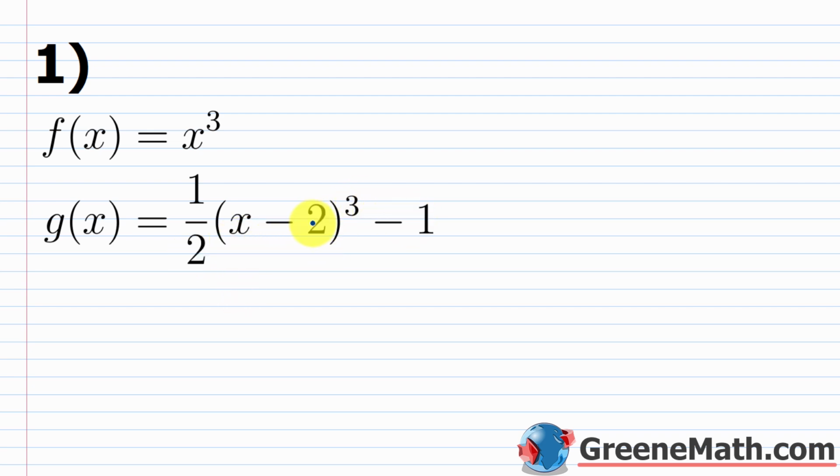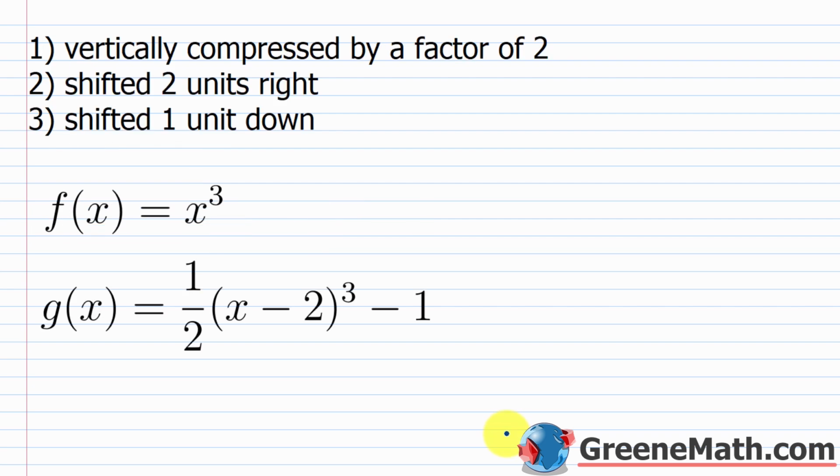For this one, I've already written it on the other page. So I think we know how to do this at this point. This 1/2 right here is multiplying this guy, so that's going to give me a vertical compression by a factor of 2. Again, I know a lot of you are going to say it's a vertical shrink by a factor of 1/2. Different terminology, same meaning.